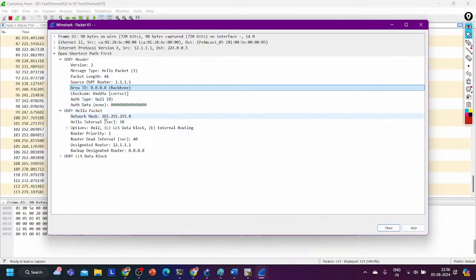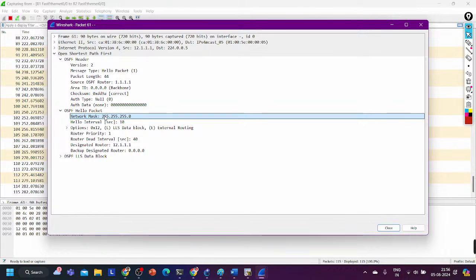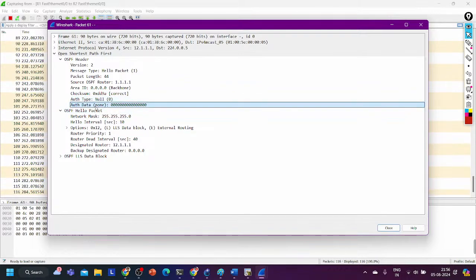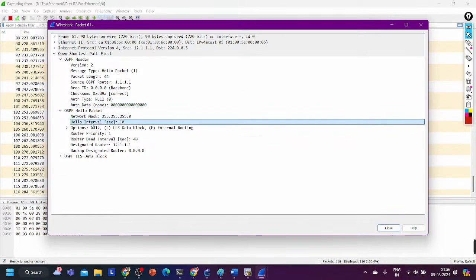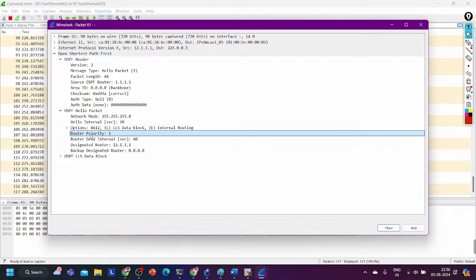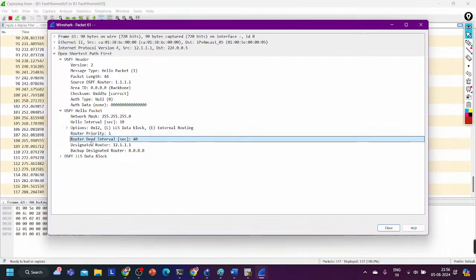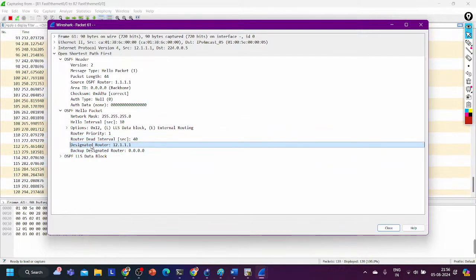Then guys, subnet mask. This field should also match. Authentication type and authentication data must match. Hello interval must match. Priority, no. Dead interval must match. Designated router and backup designated router are not hello parameters.